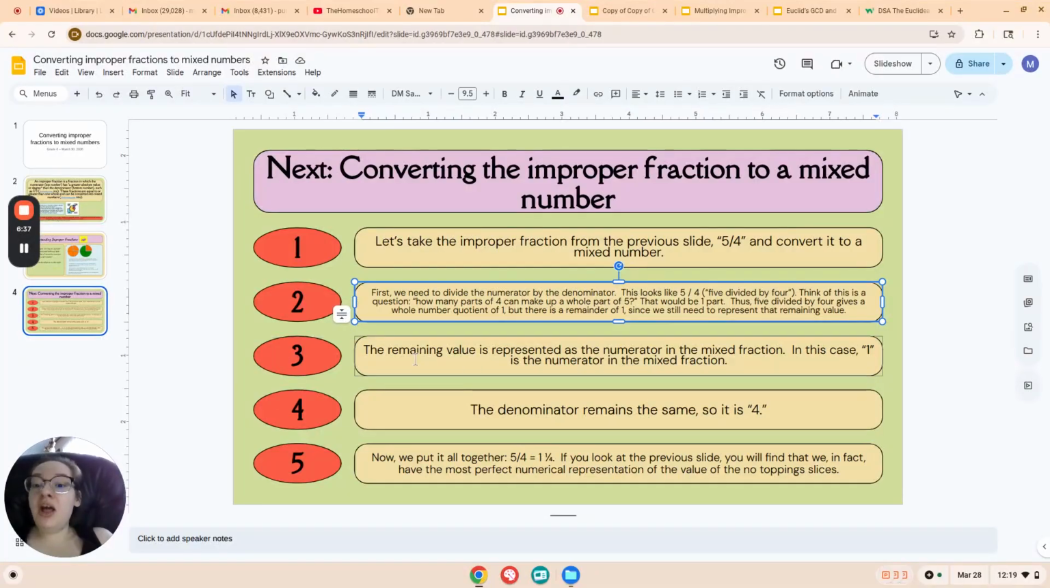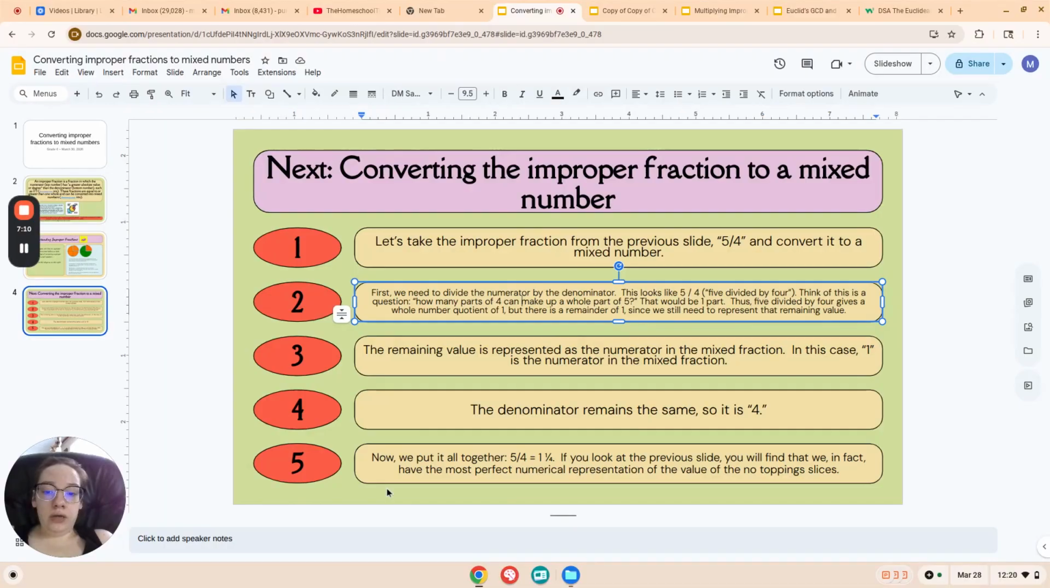Number 3, the remaining value is represented as the numerator now in the mixed fraction. In this case, 1 is the numerator in the new mixed fraction. Number 4, the denominator remains the same, so it is 4. So as you can see, 5/4 as the improper fraction in the mixed fraction, right next to the whole number, the denominator will be 4 still. That does not change. The denominator does not change.